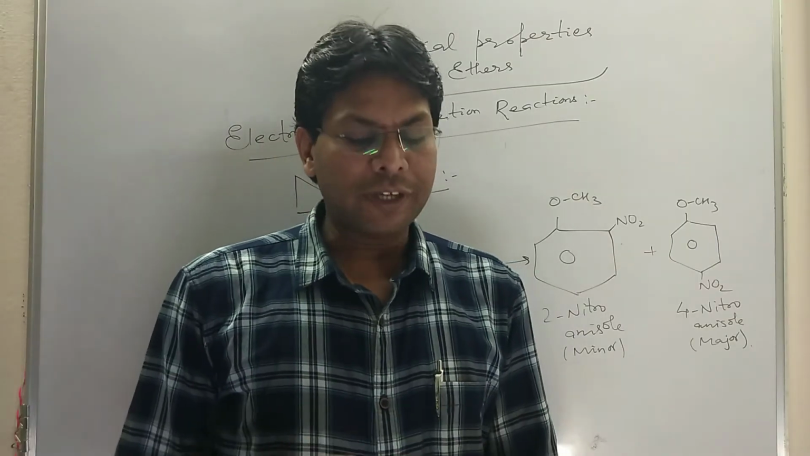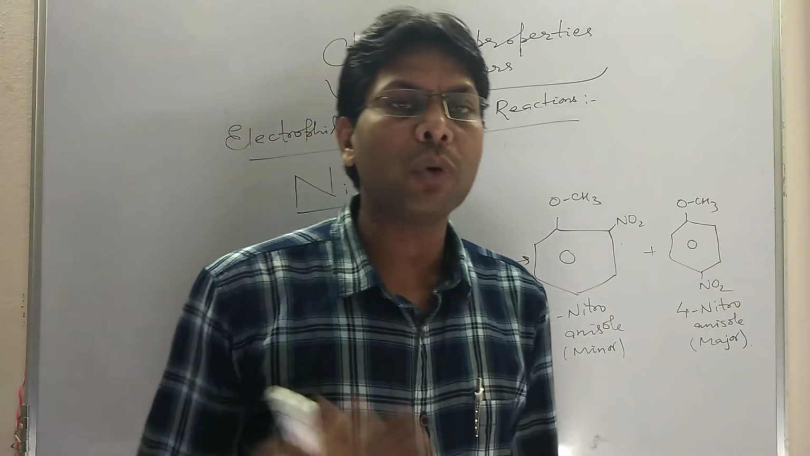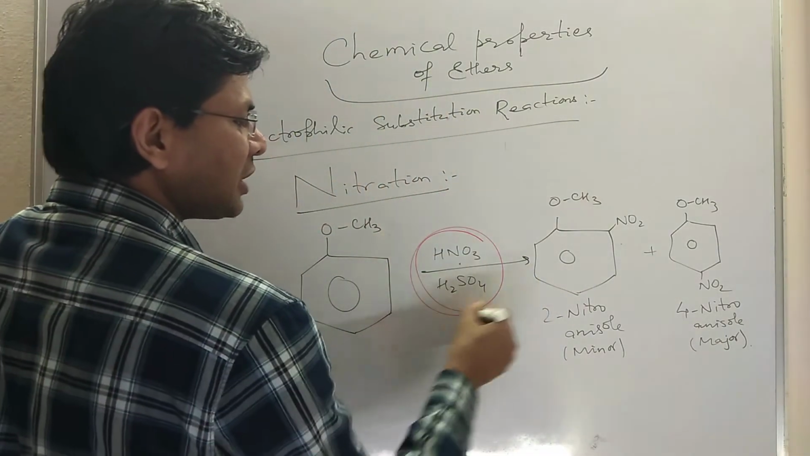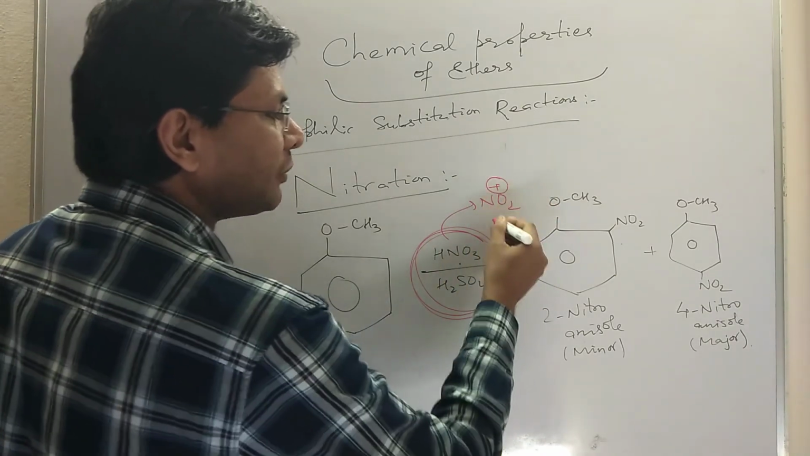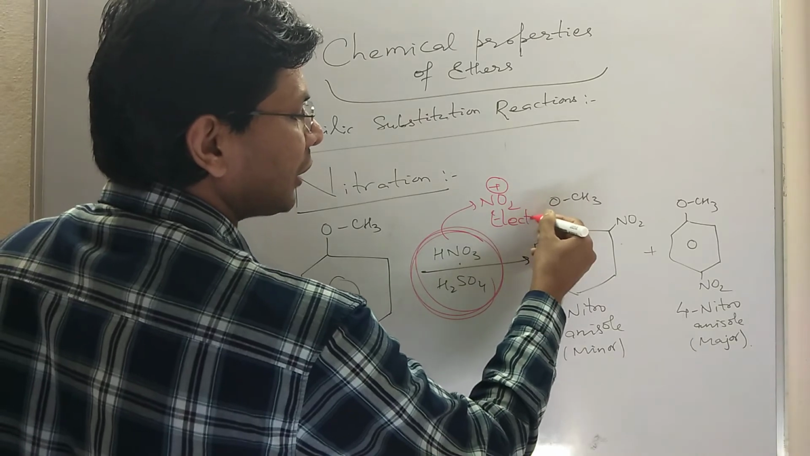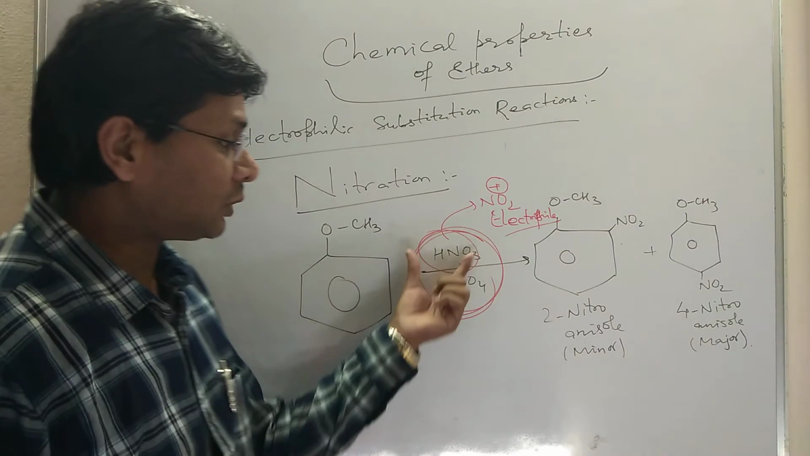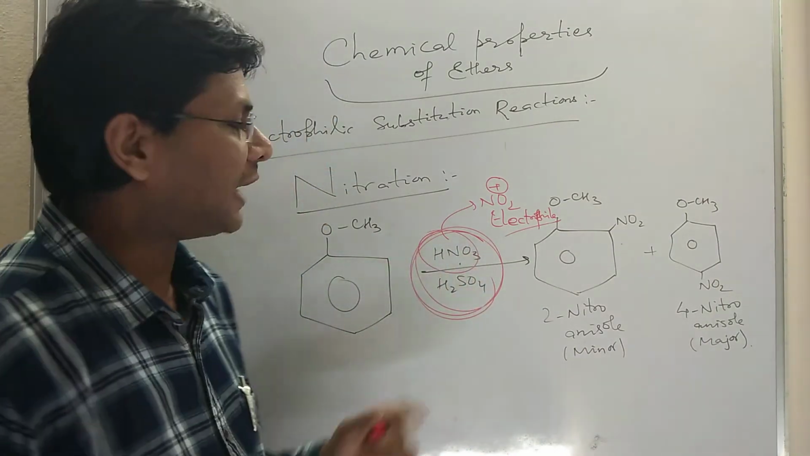Now nitration of anisole. So nitration of anisole gives 2-nitroanisole and 4-nitroanisole. 4-nitroanisole is the major product. So during nitration, this HNO3 and H2SO4 generates the nitronium ion, which is the electrophile here. You have to keep in mind that in the HNO3 and H2SO4 mixture, H2SO4 acts as acid and HNO3 acts as base.